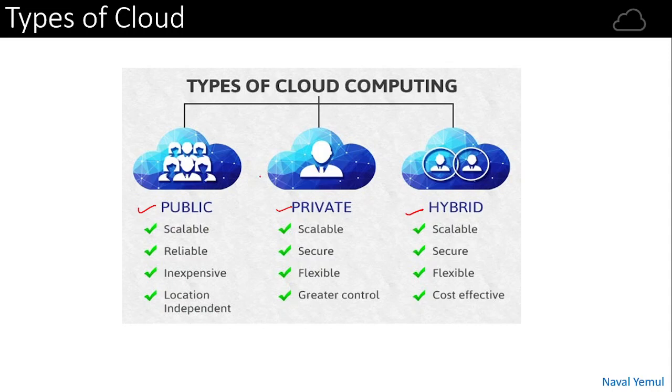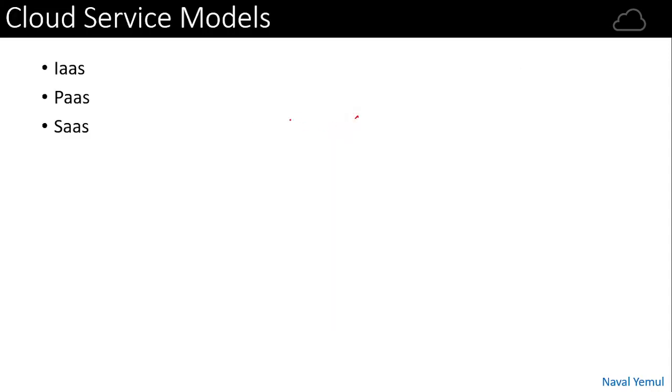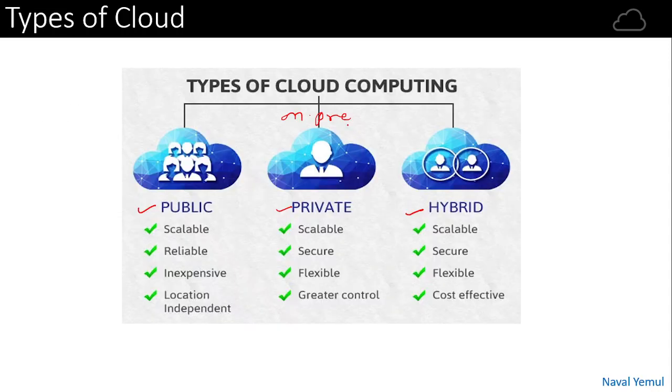So your private cloud is your on premises. It is your own private cloud, so there is no access for others. If there is one organization and they don't want others to store their data in their data centers, it becomes a private cloud.